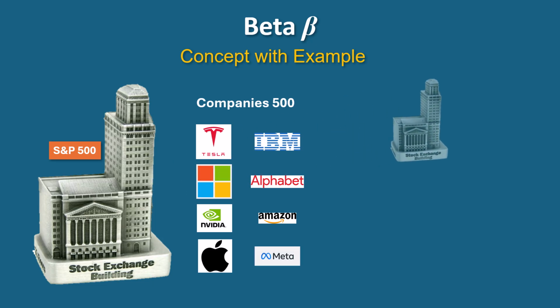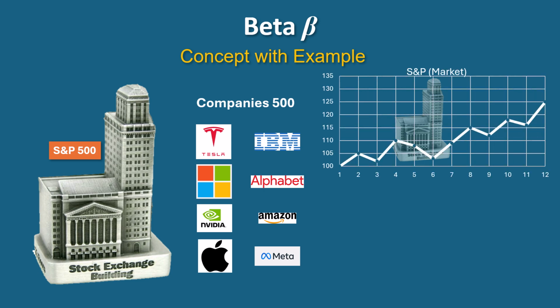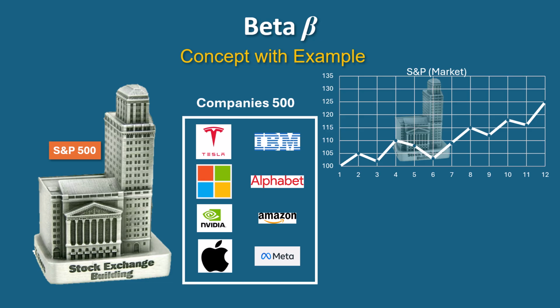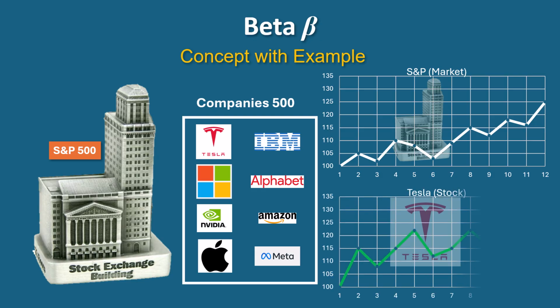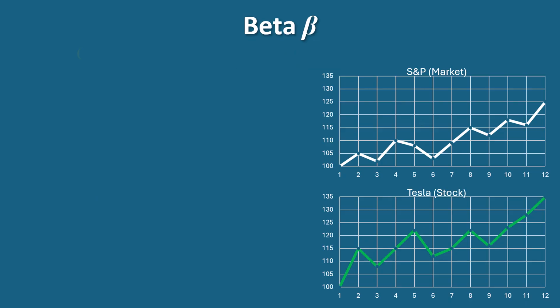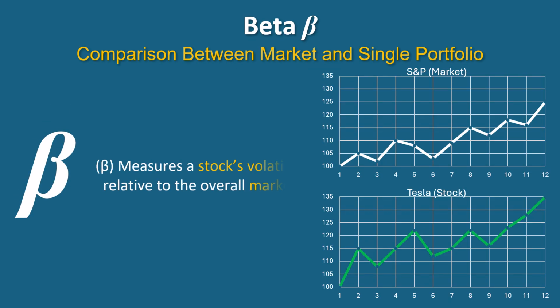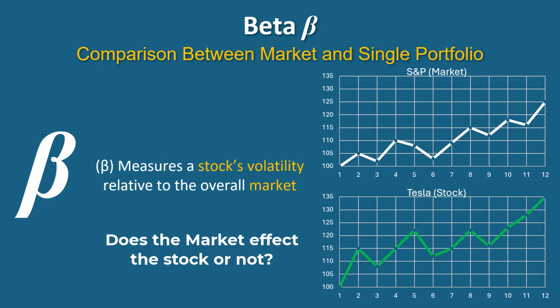When we analyze a stock market, the graph moves up and down in different time periods. Its movement depends upon all stocks. When we check an individual stock, like Tesla, we ask, does the market impact the individual stock? Does it have a correlation? Beta calculates how the market and the individual stock move together, whether they move in the same direction or differently. In other words, does the market affect the stock or not?